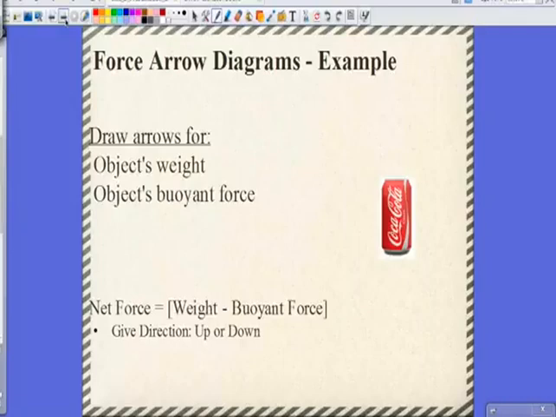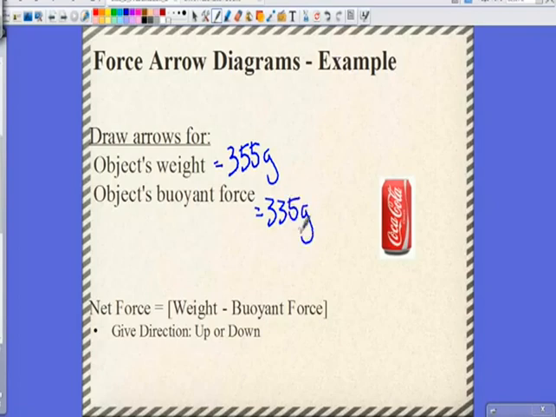All right. So let's do one for example. Let's say the Coke can from last week, when we did the demonstration, I showed you that the Coke can sinks in regular water. So let's draw a force arrow diagram for that. So let's say the object's weight, the Coke can, and I did this before, has a weight of 355 grams. And I know that the Coke can's buoyant force is 335 grams.